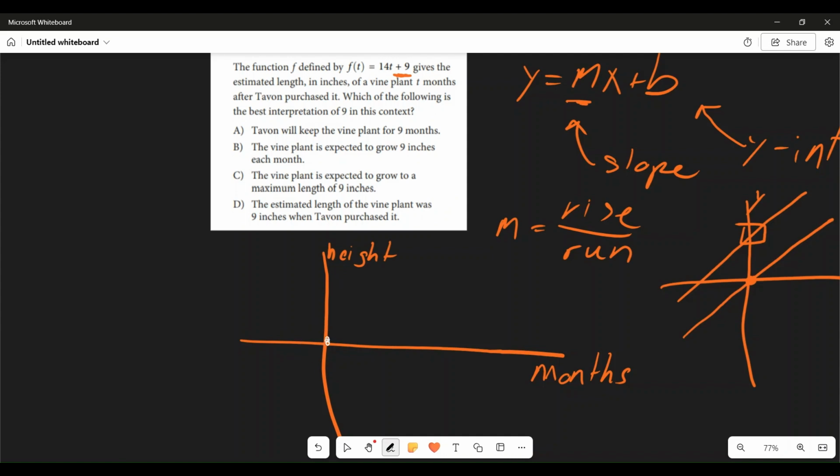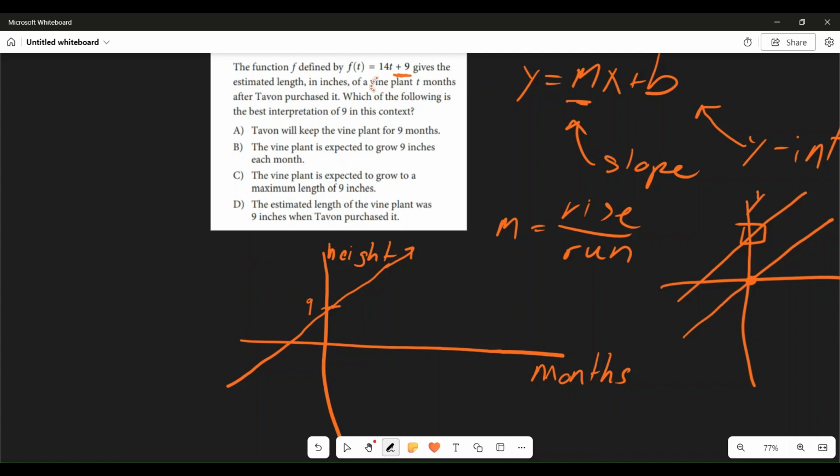Our line would go through the y-intercept, where 9 is over here, and continue in this direction because it grows at a constant rate of 14 inches for every month t. So now that we have this all drawn out, how can we decide what is the right answer? Let's think about what the y-intercept in this context means.